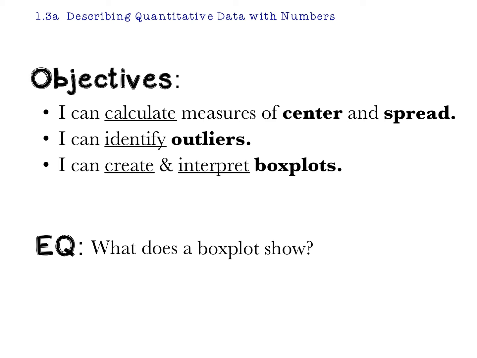Alright, so for 1.3a, where we're beginning to describe quantitative data with numbers, we have three objectives today. The first one is we're going to calculate measures of center and spread, be able to identify outliers, and then create and interpret box plots. And your essential question as we're going through, I want you to be thinking about, what does a box plot show?